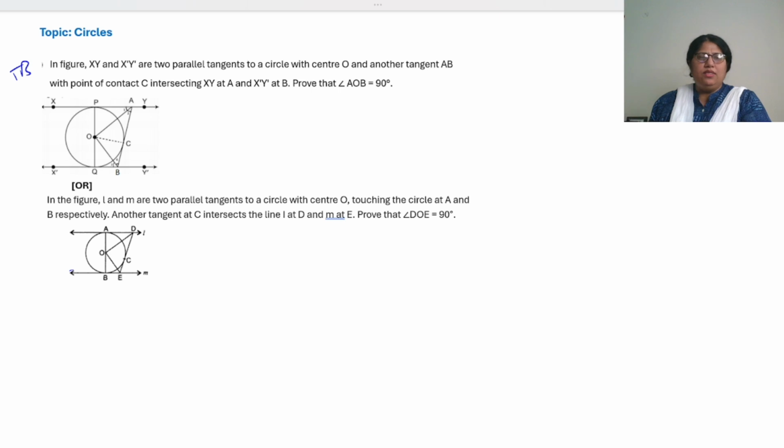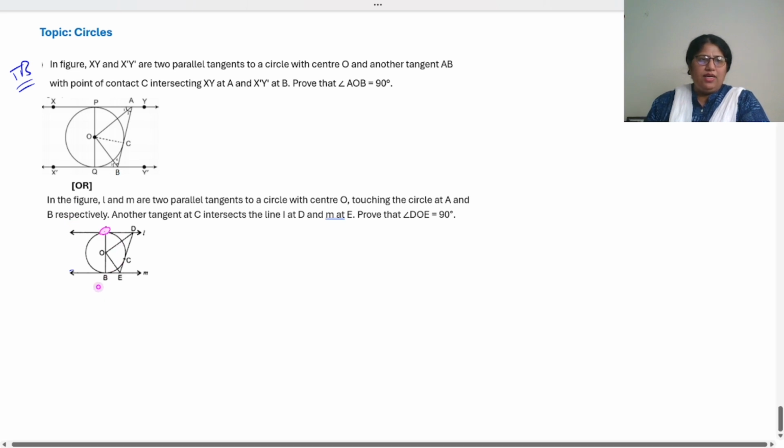Hello students, this is another circle based question which is very common in board exams, which comes for 5 marks. So this is a textbook question. What is the basic here? If there are two parallel tangents to a circle with center O touching the circle at A and B respectively. So here it's touching A and B.